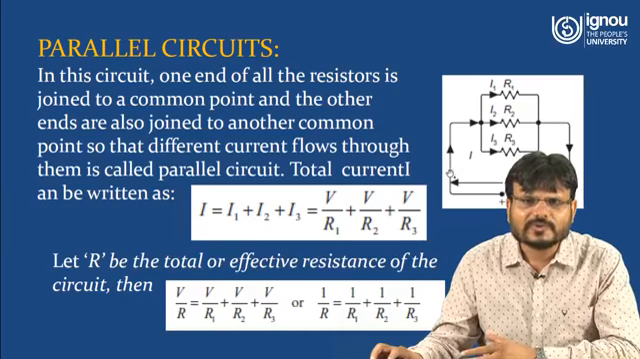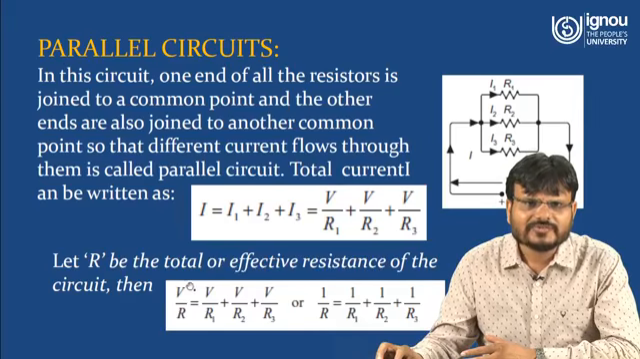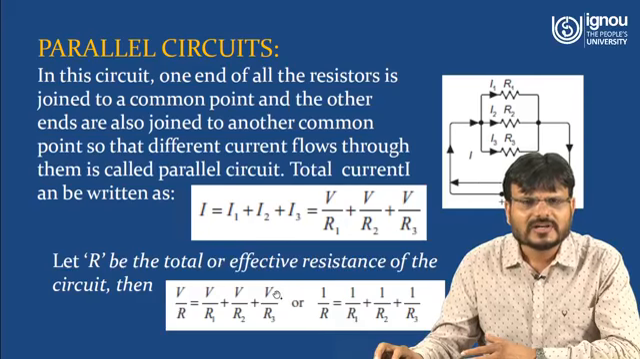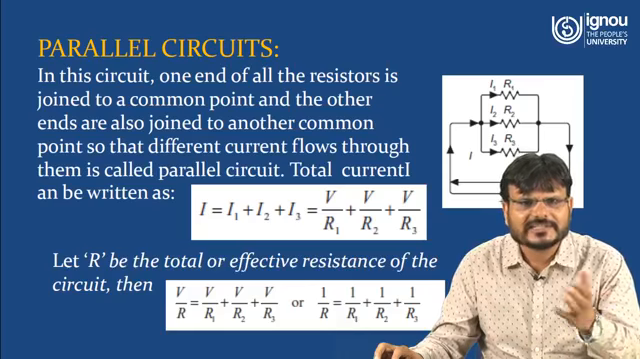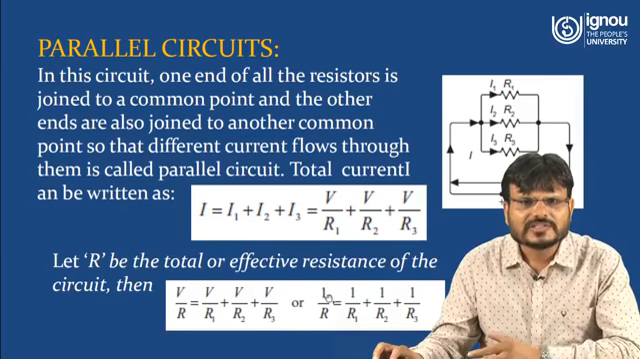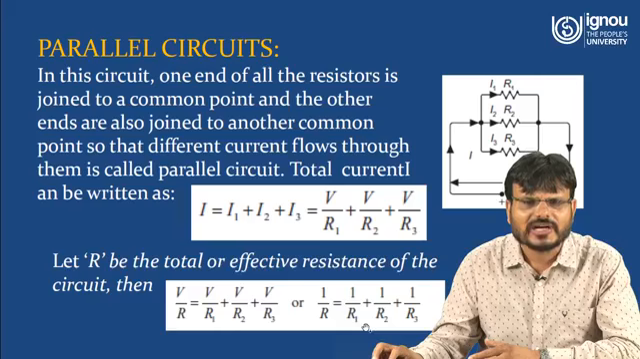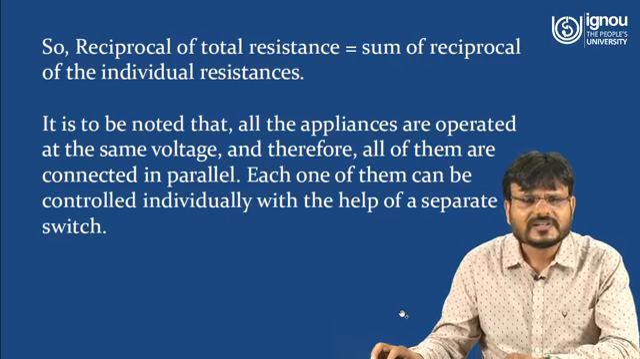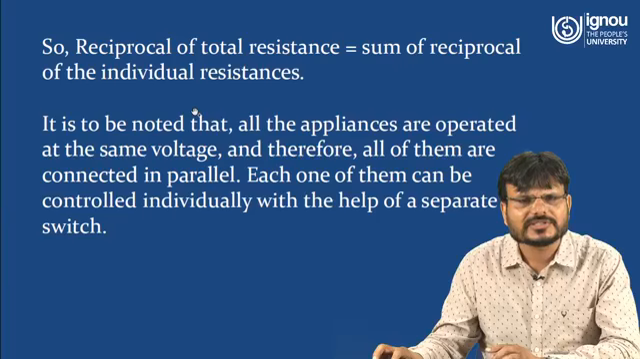Let's assume the total resistance of this circuit is R. So the total current flowing through this circuit is I equal to V upon R. So this I is replaced by V upon R. So V upon R is equal to what? V upon R1 plus V upon R2 plus V upon R3. Here V is common on both the left-hand side and right-hand side, so it will be cancelled out. So 1 upon R is equal to 1 upon R1 plus 1 upon R2 plus 1 upon R3. So the reciprocal of total resistance is equal to the sum of the reciprocals of the individual resistances.